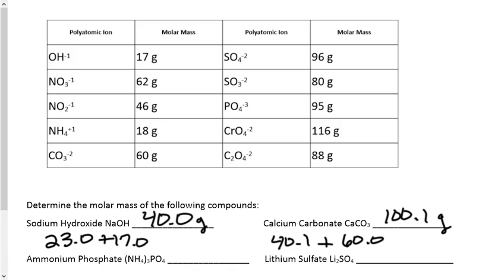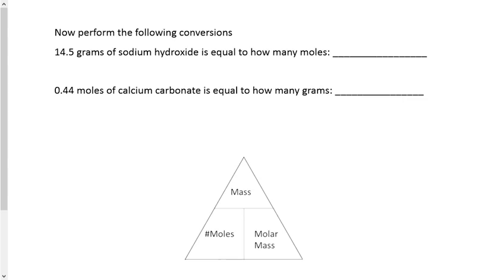Okay, now let's answer the questions that are involved with this. You're going to see the triangle works just like it does for atoms. So the question, 14.5 grams of sodium hydroxide is equal to how many moles? Well, let's record the molar mass of sodium hydroxide. That was 40.0. We calculated that before.